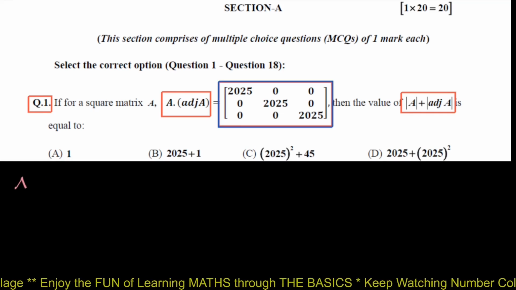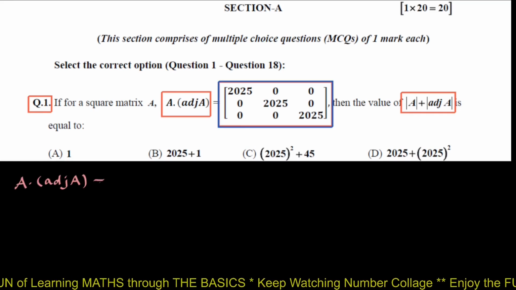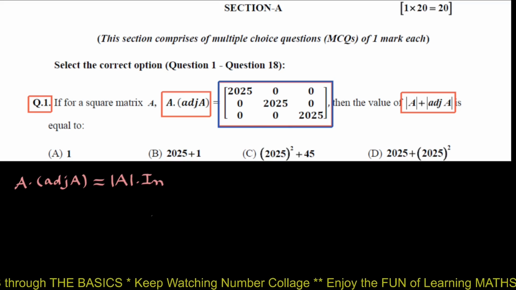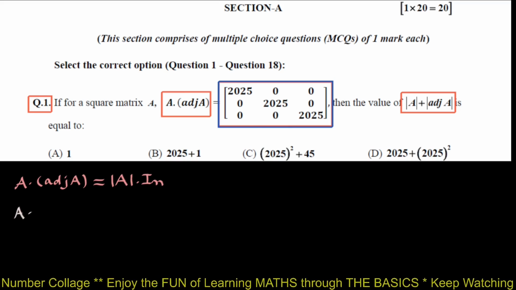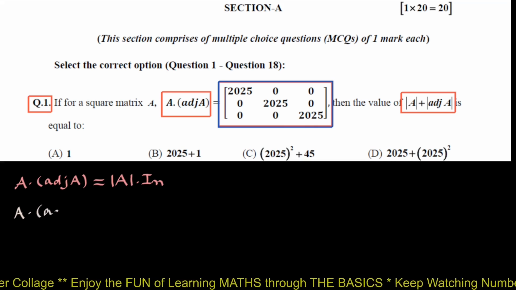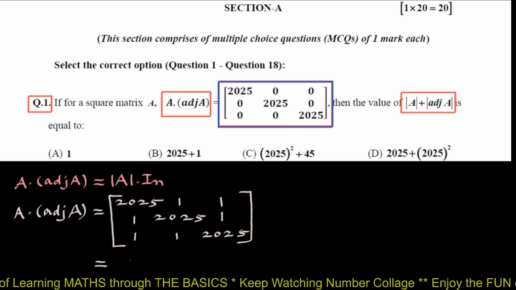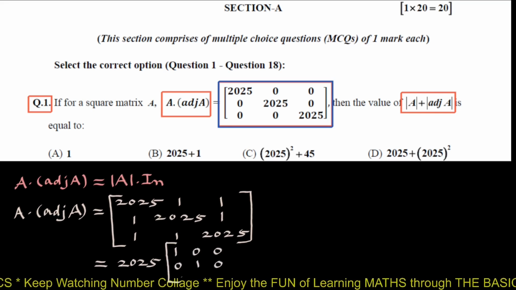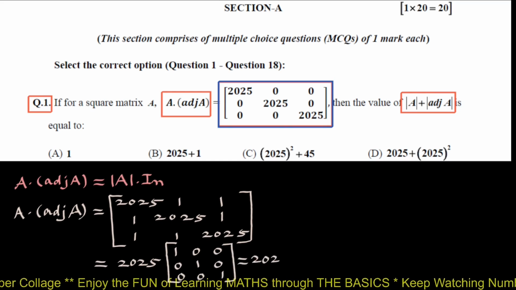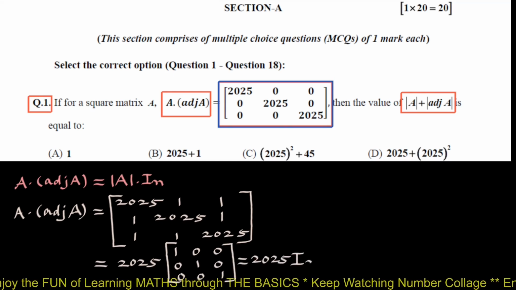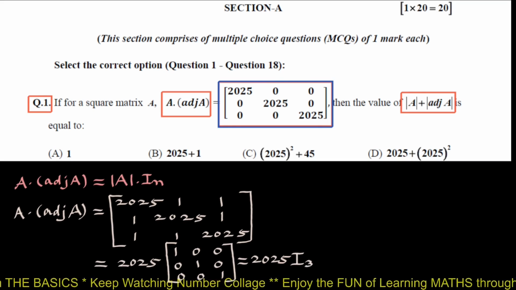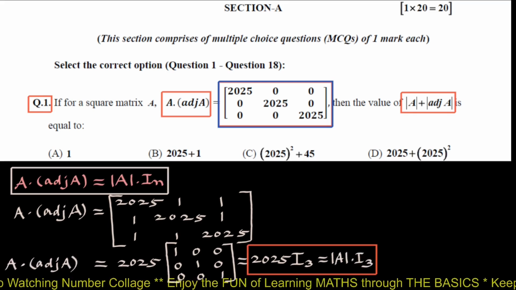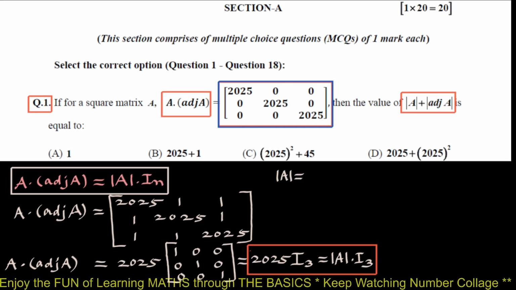We have just seen A into adjoint A equals determinant A into unit matrix of the same order as matrix A. But here it is given that A into adjoint A equals this, which we write as 2025 into unit matrix 100 010 001, which is 2025 into identity matrix of order 3. According to this result, we write this as determinant of A into I3. Now from this, we can write determinant of A to be this 2025.